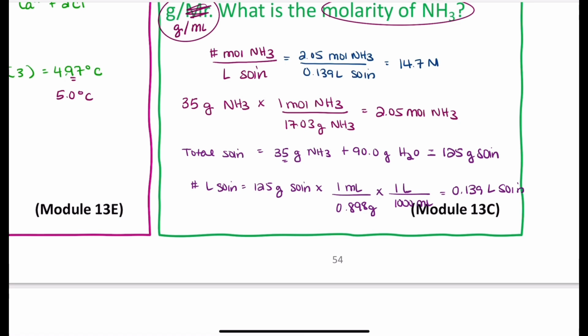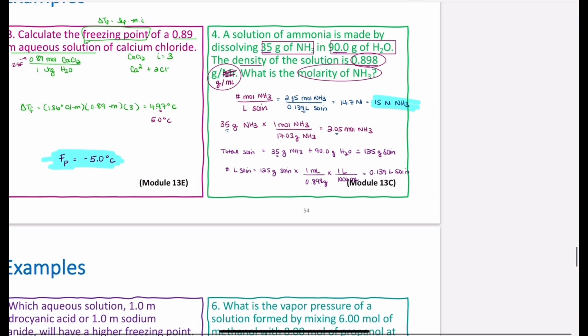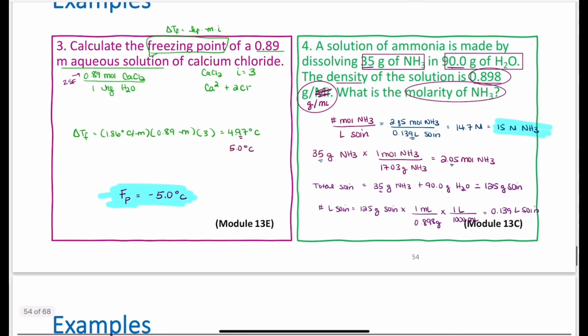14.7 molar, but I need two sig figs, 'cause again, my sig figs are right here. Or sorry, that's three sig figs. Where did I get to do? 35. I should really start marking these. I'm sorry, you guys. Two sig figs overall to my answer. 15 molar NH3 in this solution. So if I mix the solution up by mixing up 35 grams of ammonia with 90 grams of water, as long as I know the density of that solution, I can find the molarity. And the molarity of that specific solution would be 15 molar ammonia.